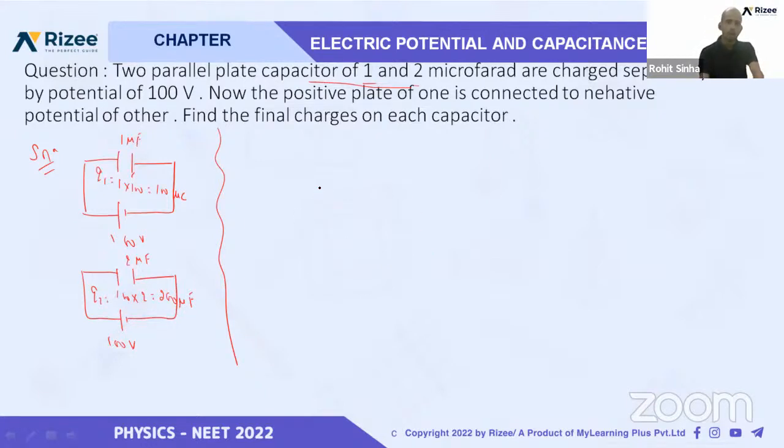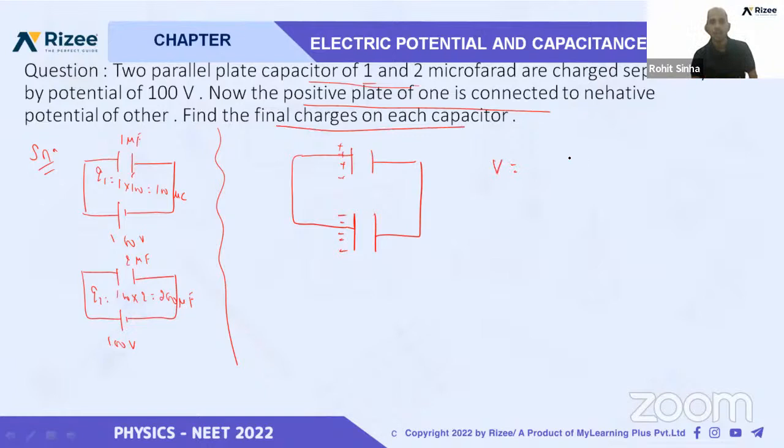Now it is telling that we are connecting the positive plate of one to the negative plate of the other. Simple question. I think it is based on our formula only. It is telling what will be the final charge. We know V is equal to (C1V1 minus C2V2) by (C1 plus C2). We have studied earlier also.